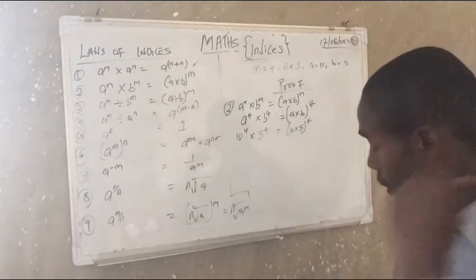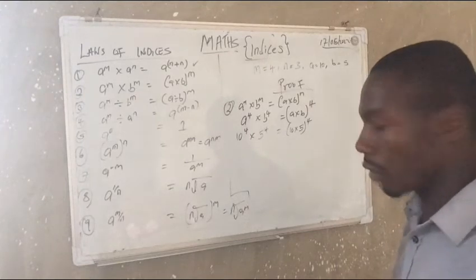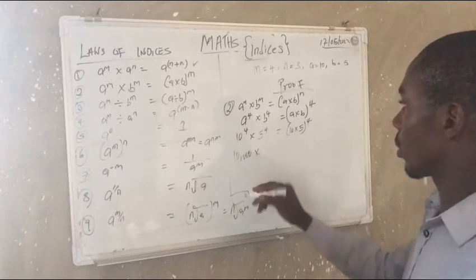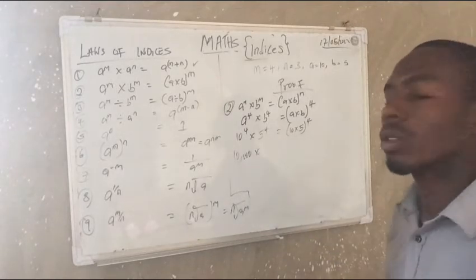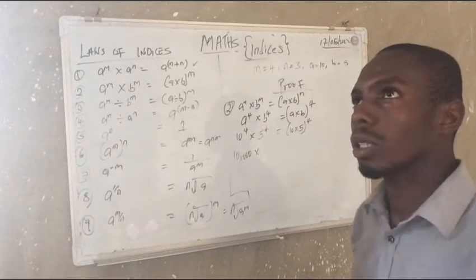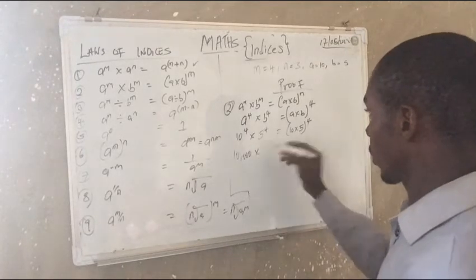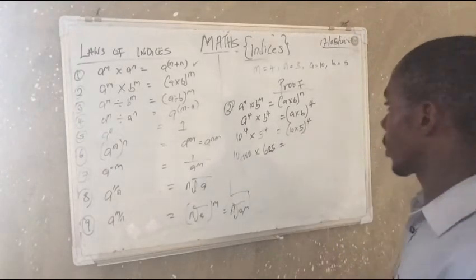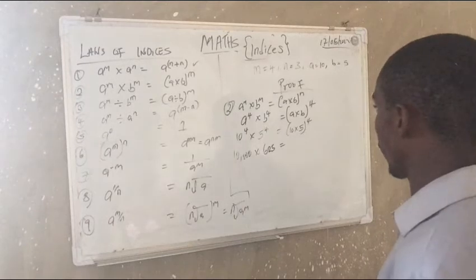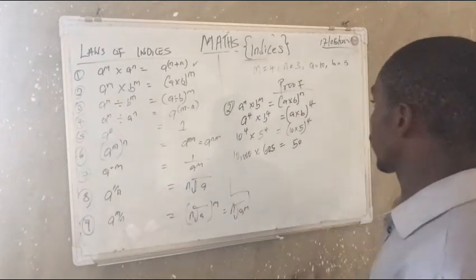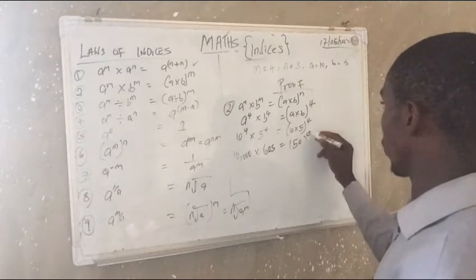So now 10 raised to the power 4 is going to give us 10,000, times 5 raised to the power 4, which is going to give us 625. That's a big number, 625. Now, what is 10 times 5? 50, yes. 50, remember, raised to the power 4.